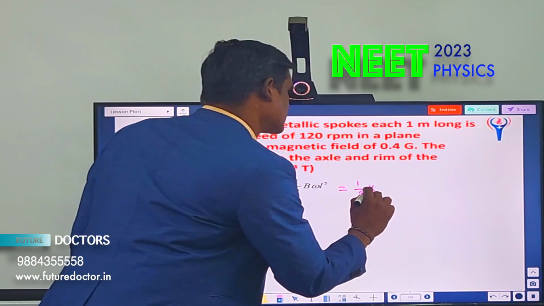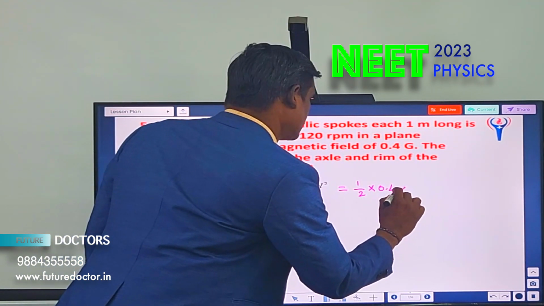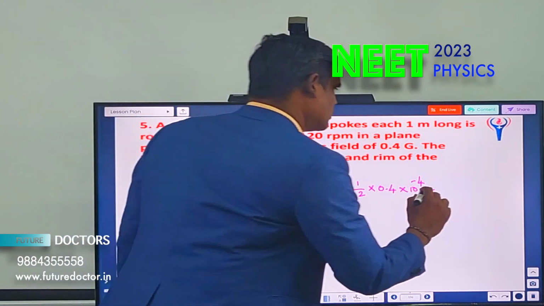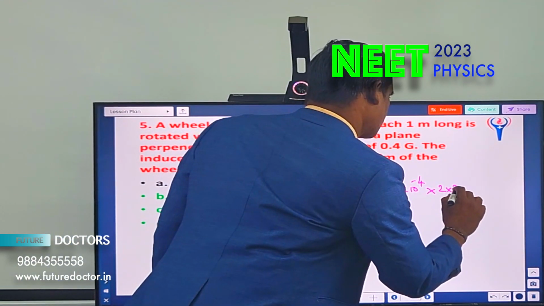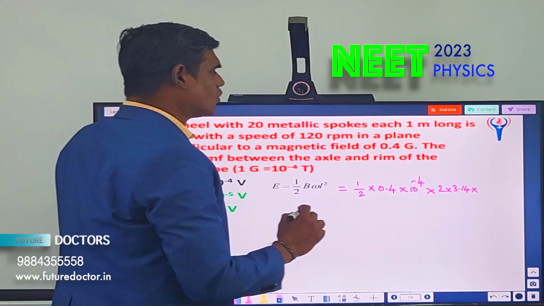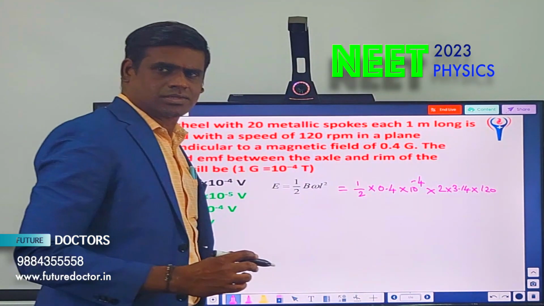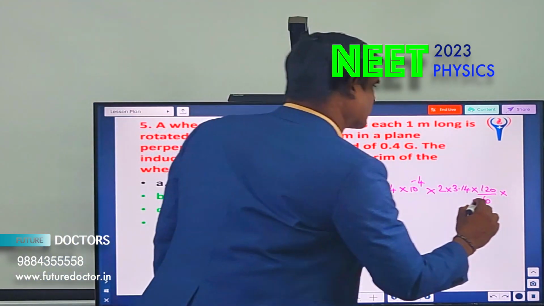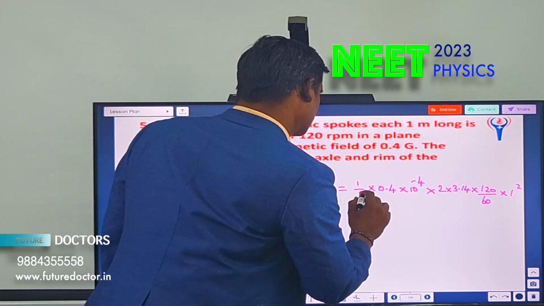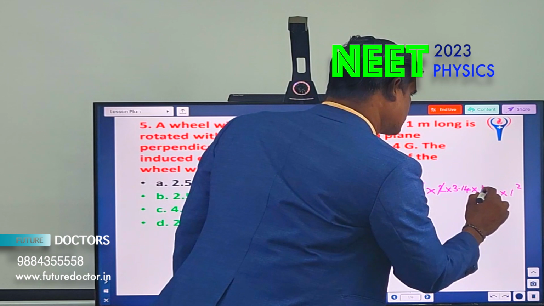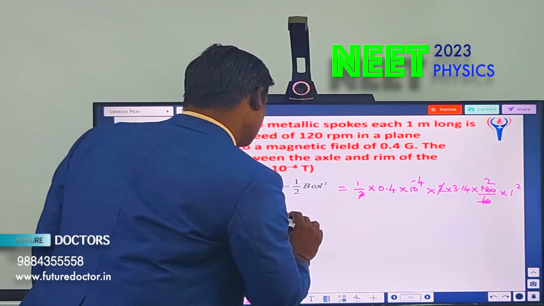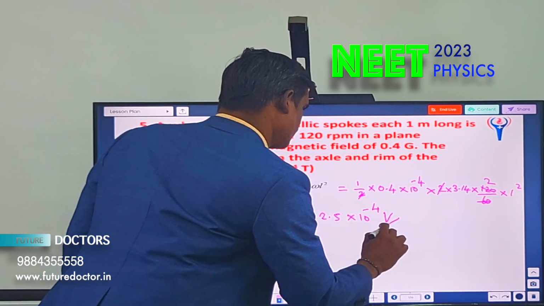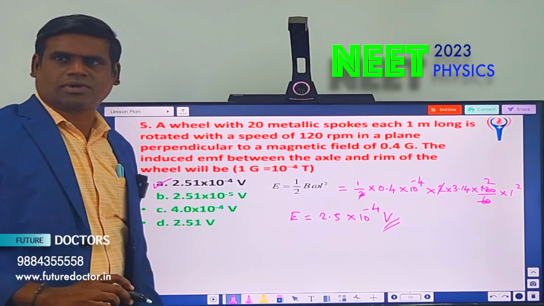1 by 2, and B is given 0.4 Gauss, into 10 power minus 4, into omega. Omega is 2 pi f. 2 into pi, that is 3.14, into frequency, 120 rpm, that is rotation per minute, convert into second, so divided by 60, into L square. L is 1 meter, 1 square. Then simplify this. 2 getting cancelled and 60 by 120. And we simplify this, we will get E equal to 2.5 into 10 power minus 4 volts. That is option A. Option A is the correct answer.